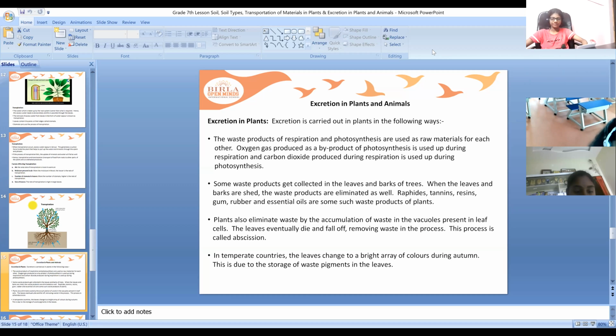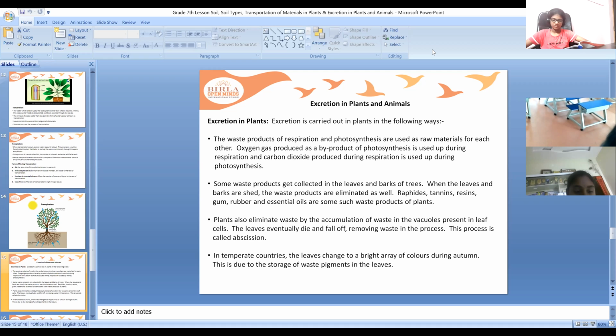Yes, ma'am. Ma'am, the rubber, wood, whichever comes from plant, it is also the waste product of the plants, ma'am. Yeah, because it is letting out the excess accumulated products out. Yes, ma'am.